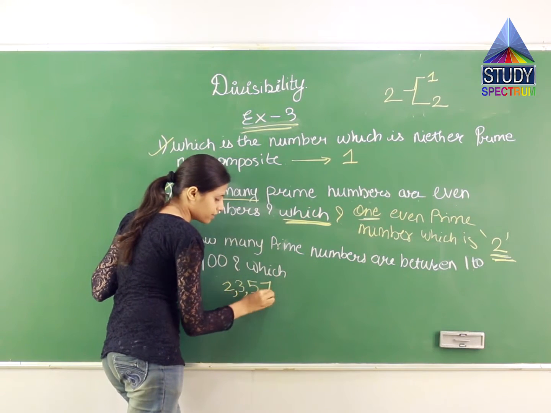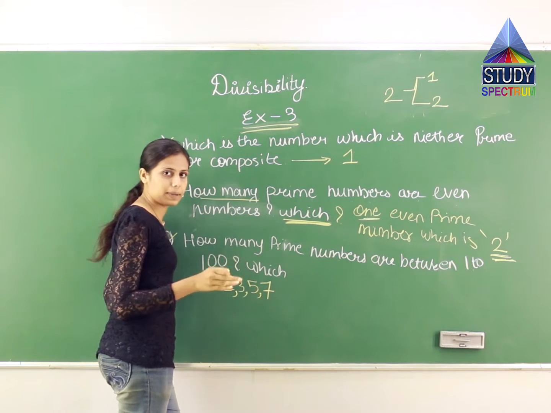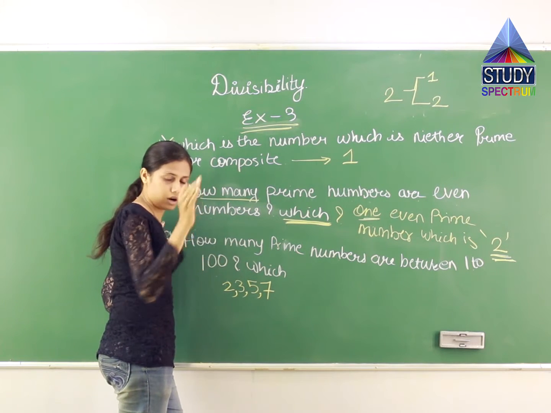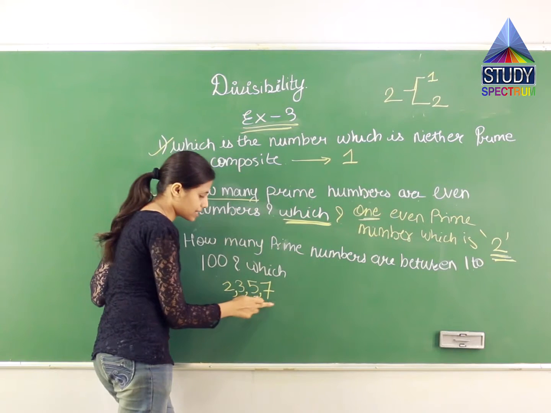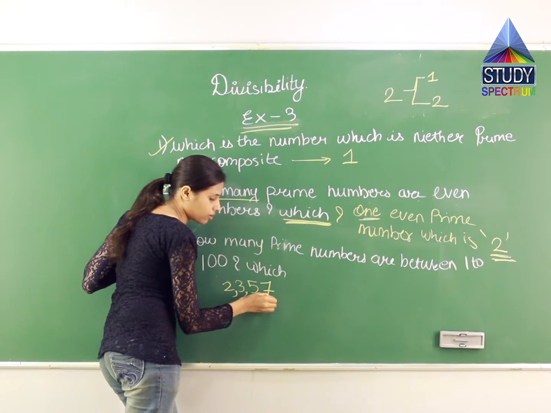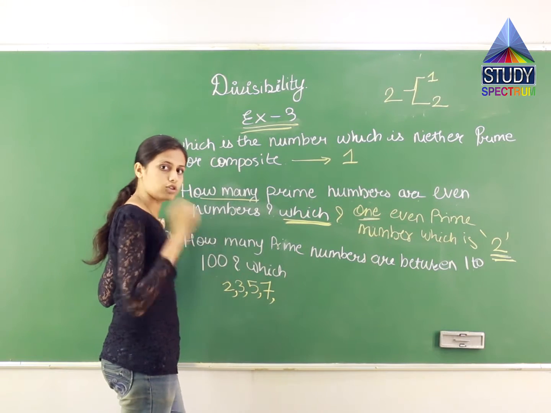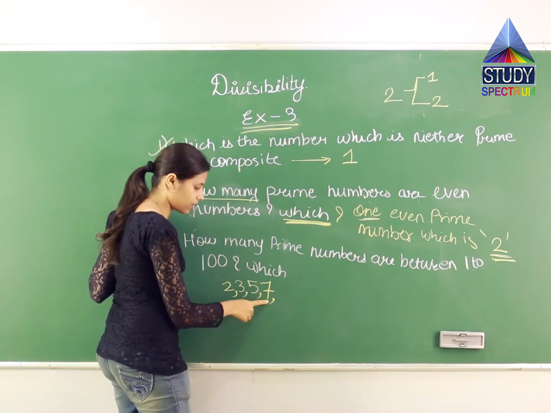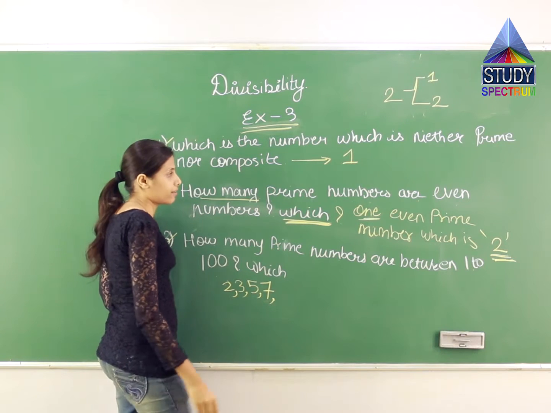Now what about 7? 7 किसी के भी टेबल में नहीं आता from 1 to 6, right? 2 to 6, right? So I can say that 7 is a prime number. 1 and 7 को छोड़ के और किसी के टेबल में अगर नहीं आता है तो then it is a prime number. That is 1 and the number itself, which is over here 7.